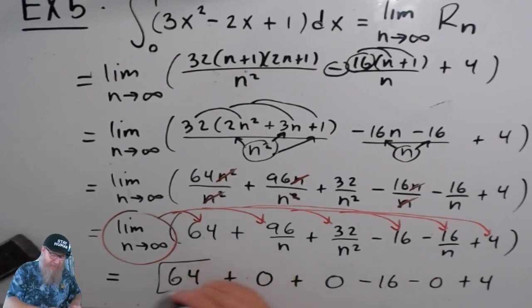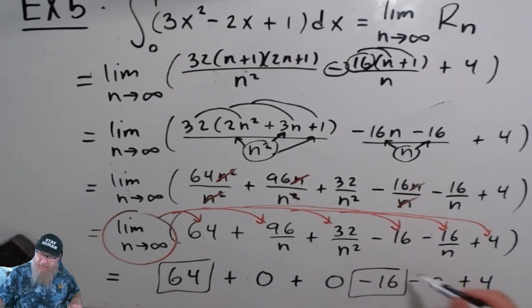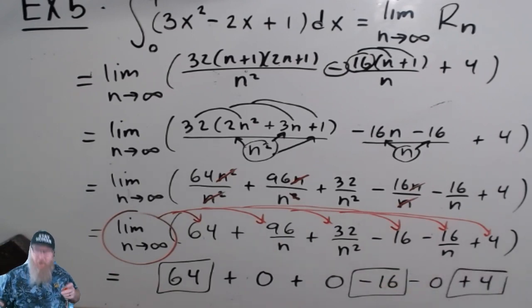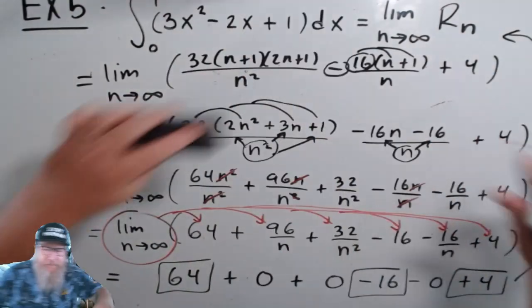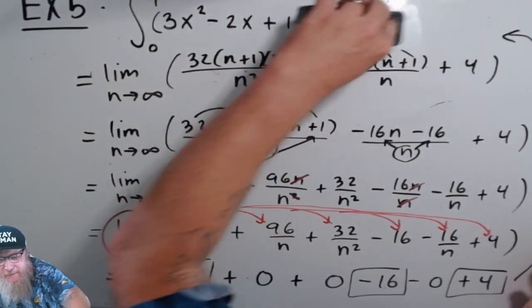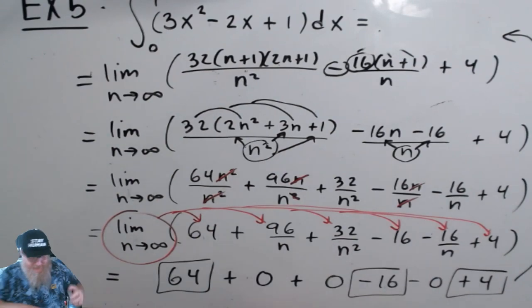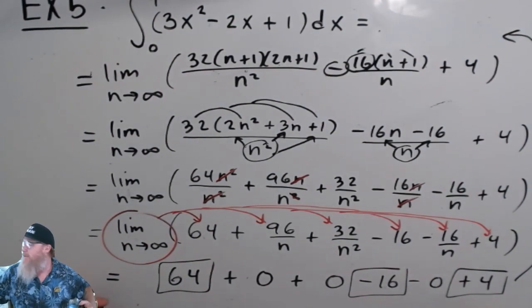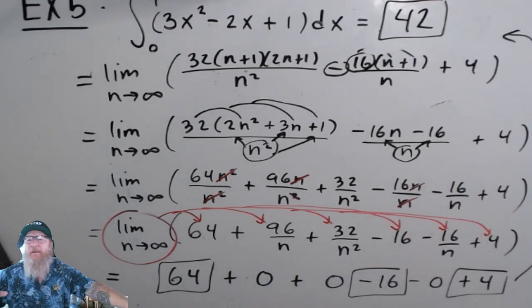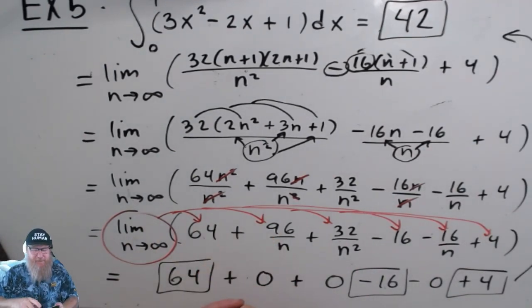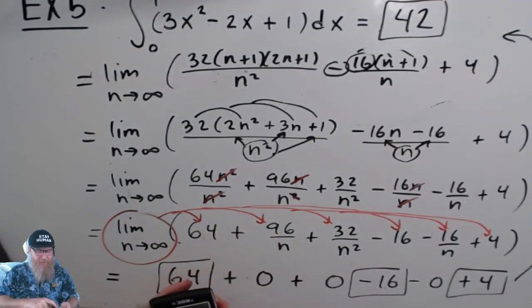So we got 64 minus 16 plus 4. So our final answer, 64 minus 16 plus 4, if I've done my math right, is 42. If you want to just be safe, you can use a calculator.